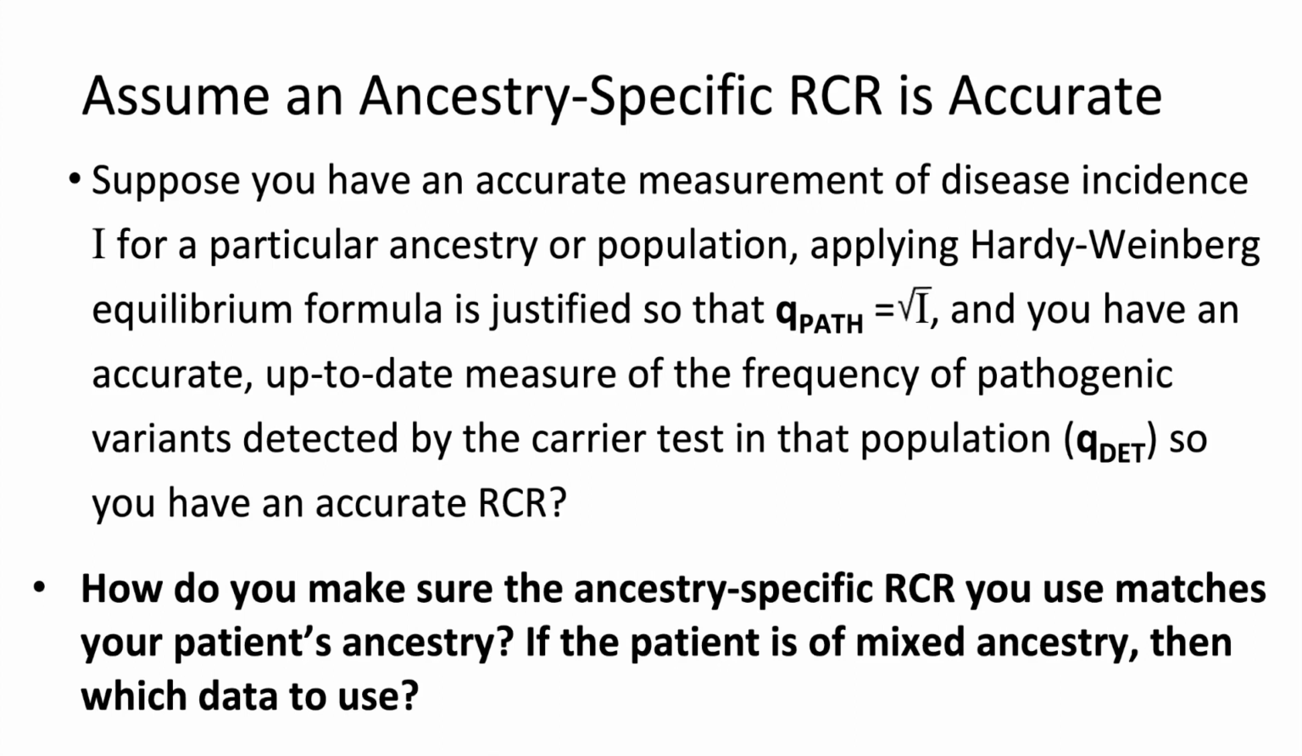How do you know that the patient sitting in front of you actually matches the ancestry-specific residual carrier risk, which you just so carefully calculated from the incidence and from the Q-det, et cetera? If the patient's of mixed ancestry, which data do you use?